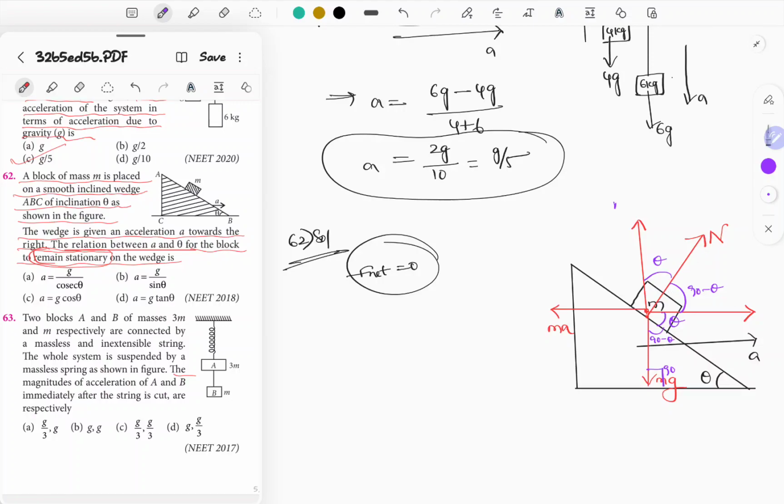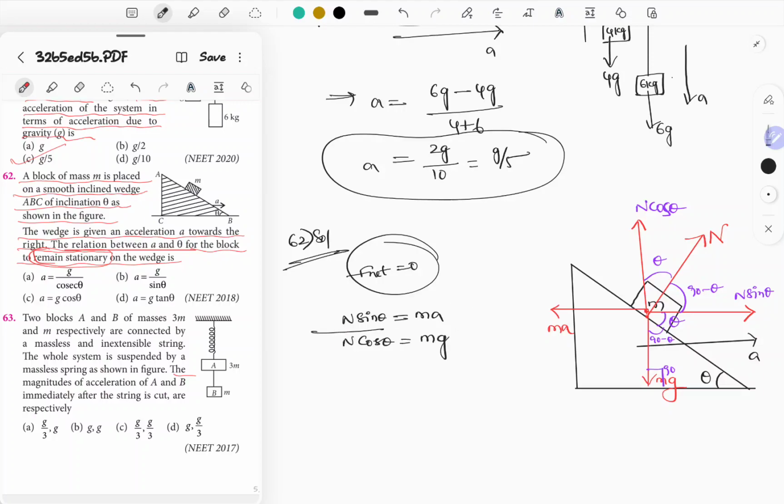And this is the normal reaction, and this upward component is N cos theta. Next, the horizontal component is N sin theta. As the system is at rest, we just have to equate the forces. Here N sin theta is equal to ma. N cos theta must be equal to mg.